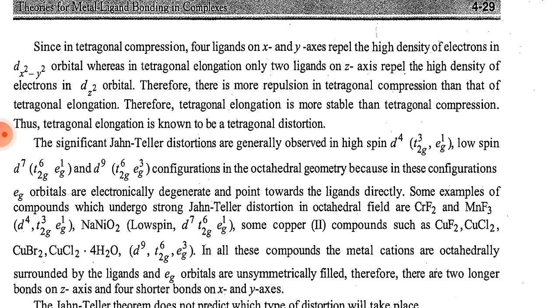Since in tetragonal compression, 4 ligands on the x and y axes repel the high density of electrons in the dx2y2 orbital, whereas in tetragonal elongation only 2 ligands on the z axis repel the high density of electrons in the dz square orbital. Therefore, there is more repulsion in tetragonal compression than in tetragonal elongation. Therefore, tetragonal elongation is more stable than tetragonal compression. Thus, tetragonal elongation is known as tetragonal distortion.